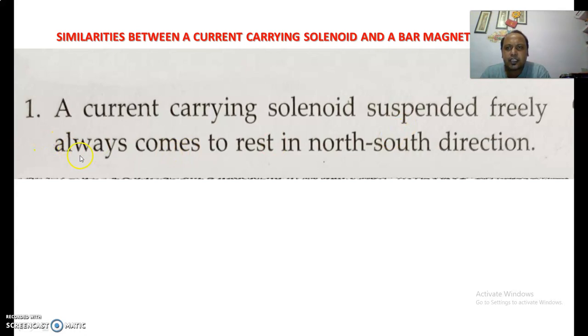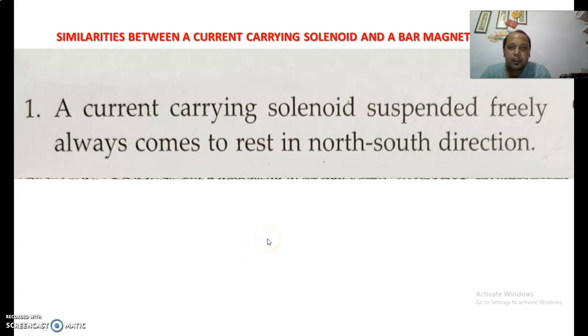The first similarity is a current carrying solenoid suspended freely always comes to rest in the north-south direction. We all know that when we take a bar magnet and suspend it freely, then it always aligns itself in the direction of the Earth's north and south. Same happens to a current carrying solenoid also.